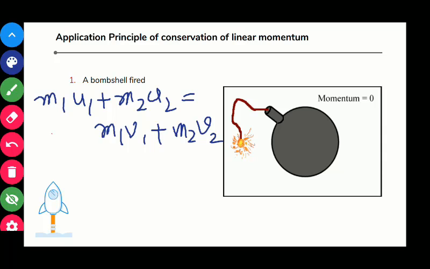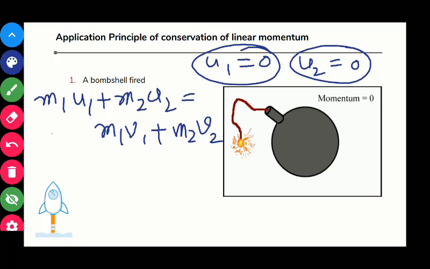Now when the bombshell is fired, all of the particles start moving with some velocity, therefore v1 and v2 will never be 0. Remember that v1 and v2 will never be 0, because when the bombshell is fired, the particles in the bombshell start moving with some velocity. Therefore we substitute u1 equals 0 as well as u2 equals 0, right? Therefore the final expression for a bombshell when it is fired is 0 equals m1 v1 plus m2 v2.